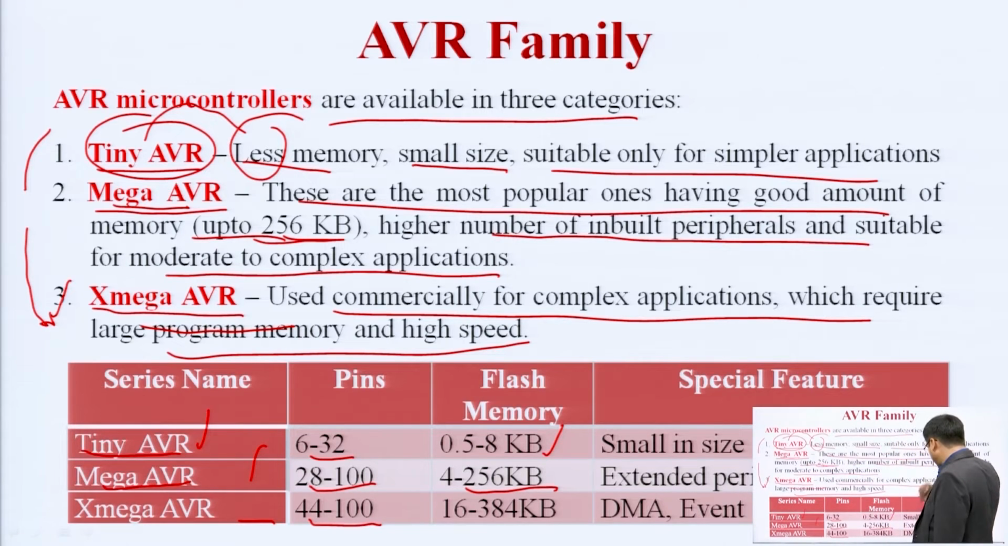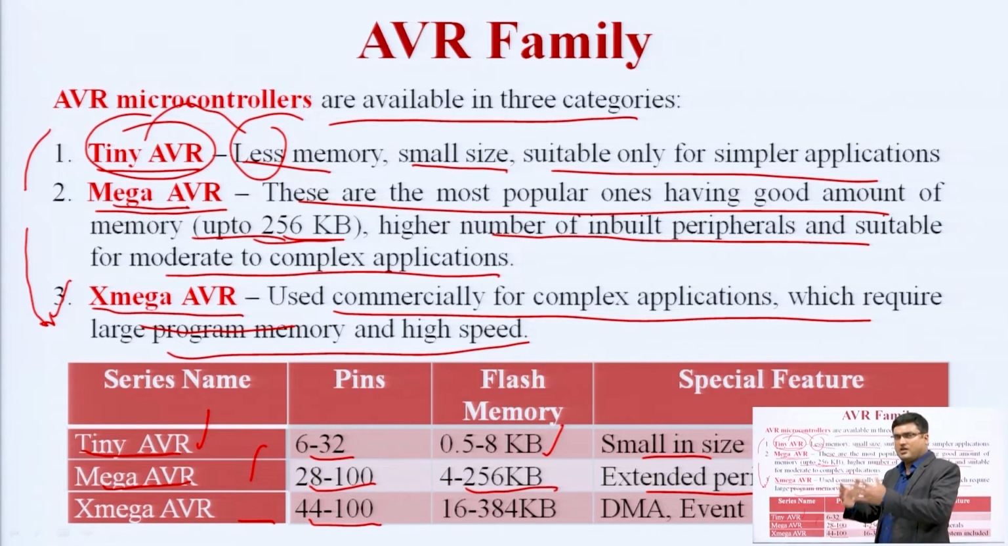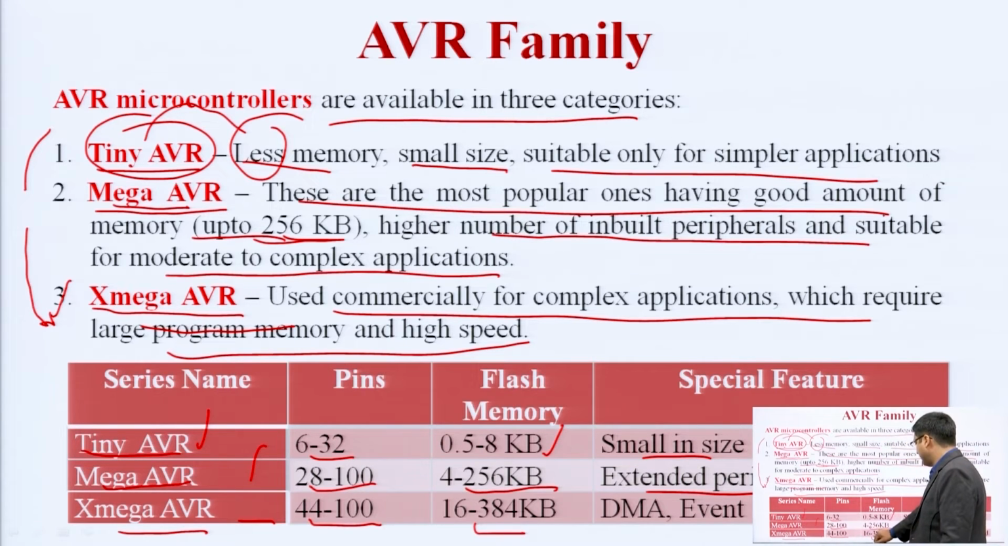It has extended peripherals. Basically Tiny means it is small in size, and Mega means it has extended peripherals. Peripherals can be extended to a larger extent as compared to Tiny AVR. After that, Xmega AVR. Xmega means that it has more flash memory, which varies from 16 to 384 kilobytes. It has a DMA. DMA means direct memory access, and an event system is included.